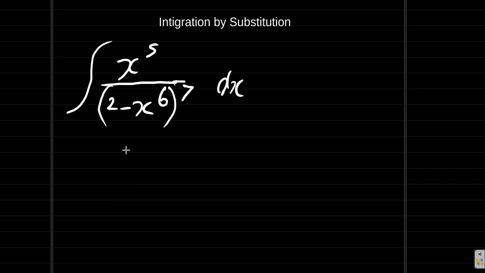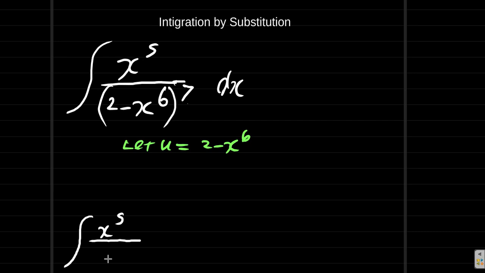Let's use integration by substitution. Let u be equal to 2 minus x to the 6. Okay? So basically what you're going to have is the integral of x to the 5 divided by u to the 7 dx. But remember now, we want to have a function in u, du, and hopefully to get rid of this x to the 5 by some means.